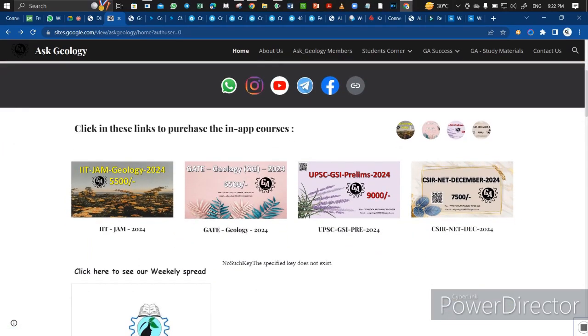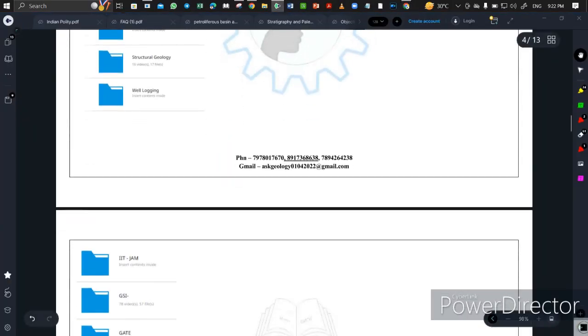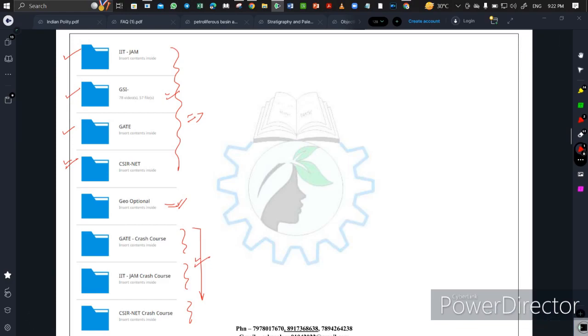So these are the courses that we are providing. Let me tell you what courses we will be providing here. Right now we are running the IIT JAM batch, GSI batch, GATE, and CSIR NET. These are the first batches we are going to run. Geology optional will be merged in the GSI batch. Then the GATE crash course, IIT JAM crash course, and CSIR NET crash course are the upcoming courses that will be launched very near to our exam, maybe in October.